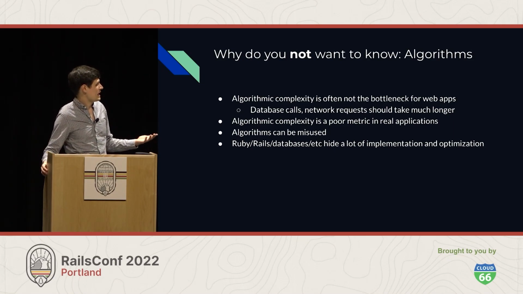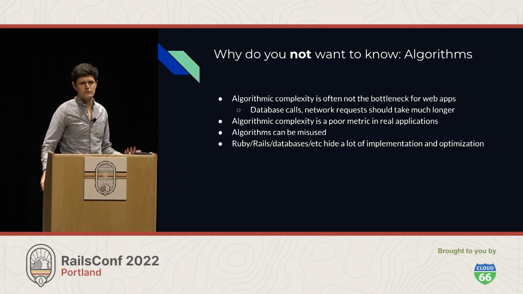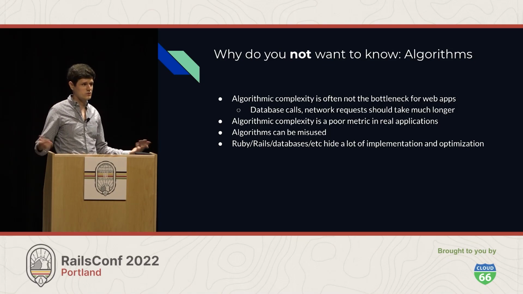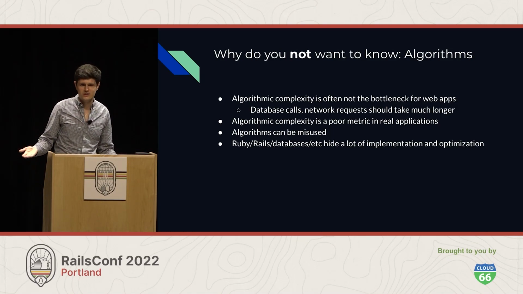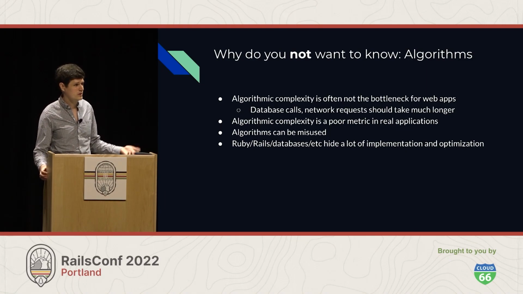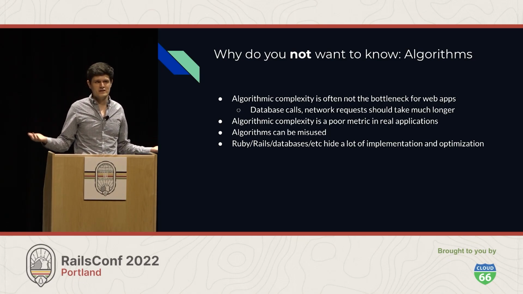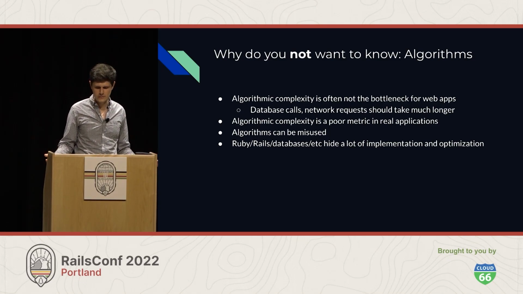Also, a lot of our tools already have a lot of this optimization built in for us. So if we want a really quick sort, we don't have to write our own quicksort. In fact, if we tried to write our own quicksort in Ruby, it definitely won't be as fast as the quicksort provided by Ruby. And again, this is one of the great things about using a high-level language like Ruby.